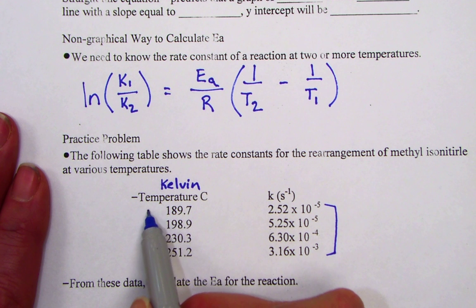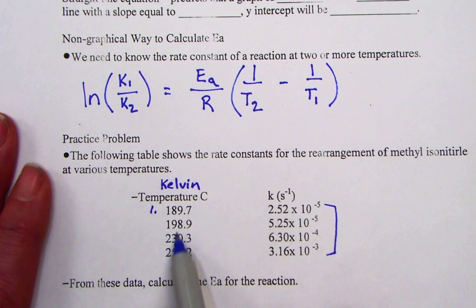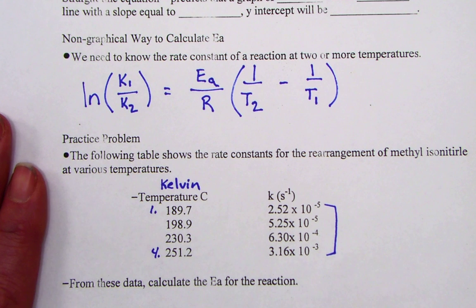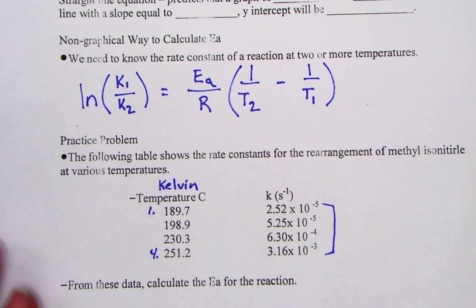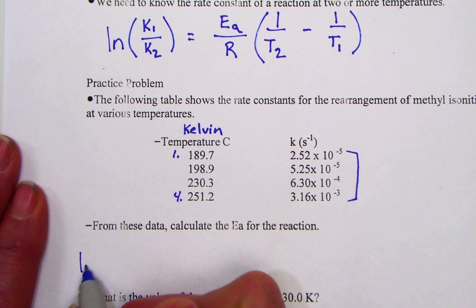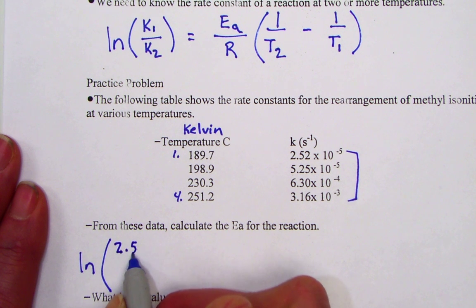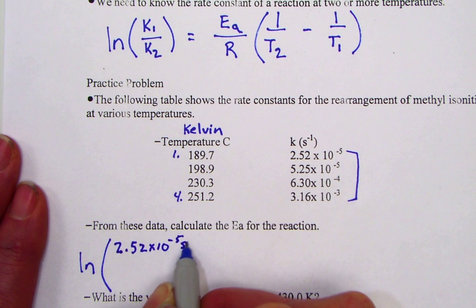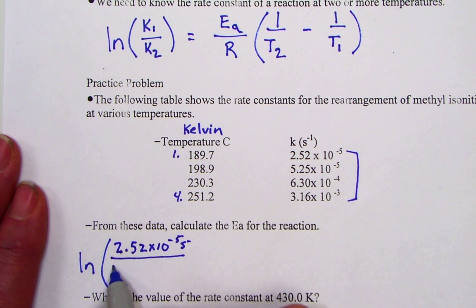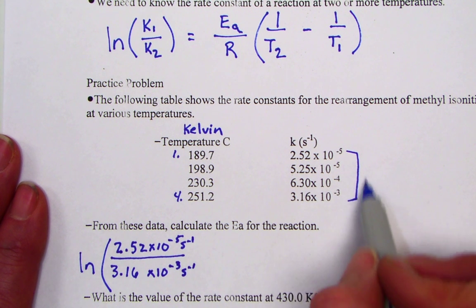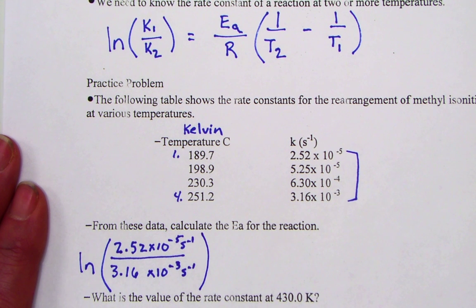So let's call our first value from trial 1, and the next value we'll use comes from trial 4 down below. So we're going to compare the first line and the last line of our data table as we calculate the Ea, the activation energy for our reaction. So let's plug in. Here's what we know. The natural log of the ratio of k1 over k2, k1 is given to us as 2.52 times 10 to the negative 5 per second. And I'm going to put that over k2, grabbed from the last line of the data table, 3.16 times 10 to the negative 3. Again, since we're solving for the slope of the line, we want the longest line possible to get the best representation of that slope.